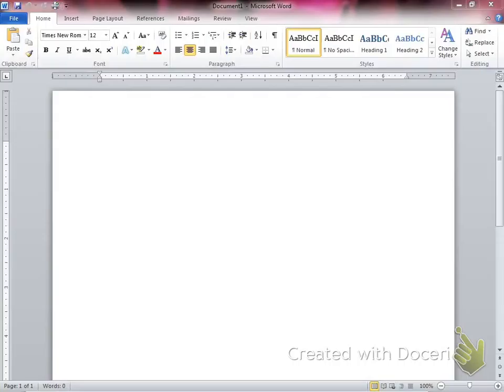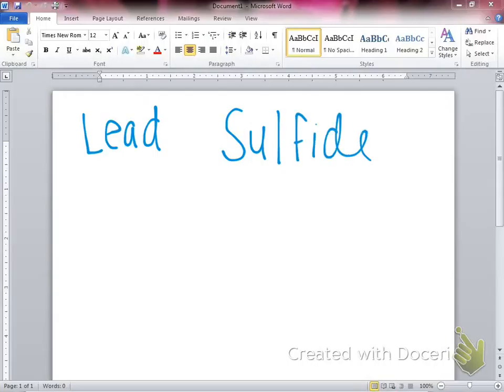I want you to name this compound: lead sulfide. I want you to give me the chemical formula for lead sulfide. So right off the bat, we should have a problem, right? And what's our problem here? Lead has two charges, so how do we know which charge to use? Because that's going to give us two different chemical formulas, right?